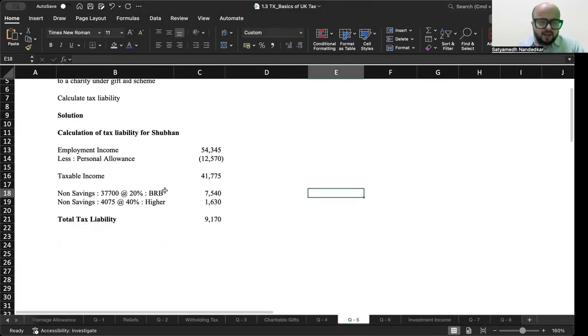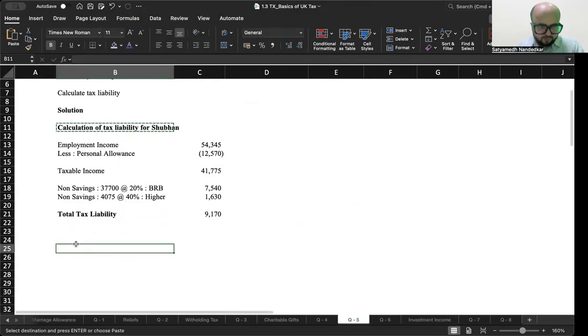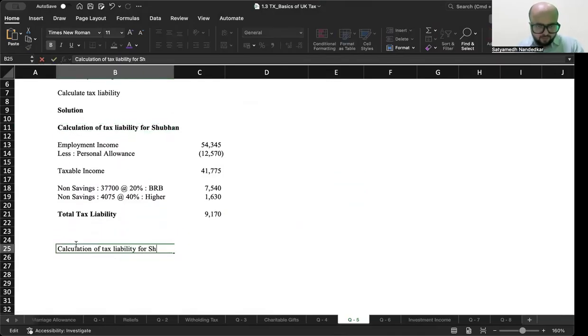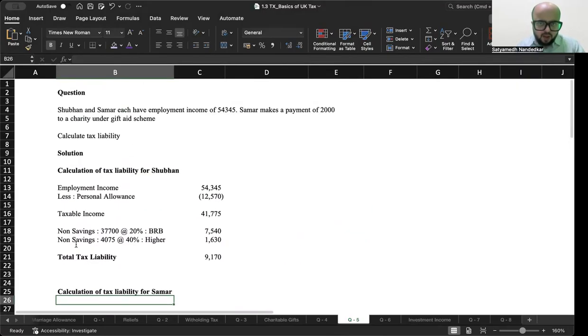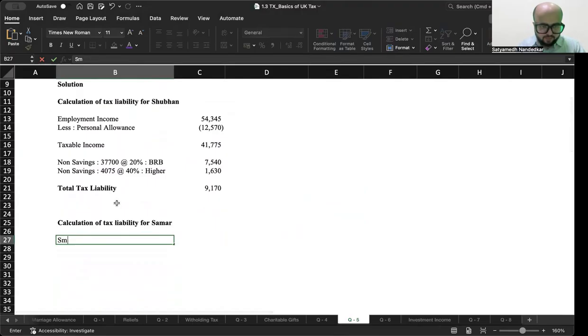Now, let's see the calculation for Summer. Summer paid 2000 to a charity. So 2000 is the amount paid.